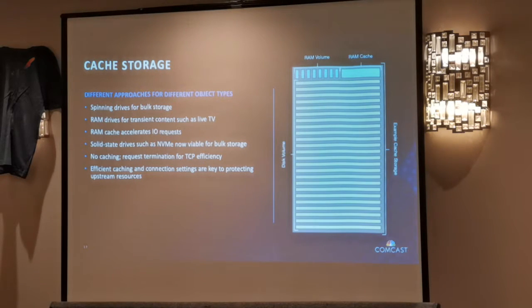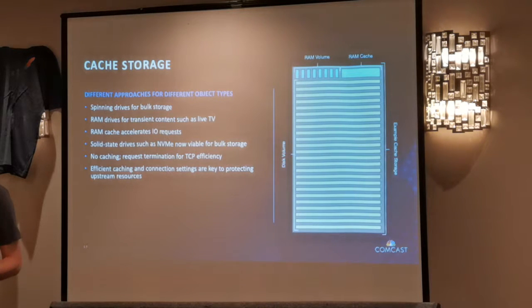Cache storage. This is a logical diagram of a mythical server that contains a bunch of large drives. That's the disk volumes that are kind of stacked up. And then we've got RAM volumes that go horizontally across the top that are smaller. And then we've got RAM cache. And so basically what I talked about with the myriad of different content types that we store, object types that we store, that will have a bearing as to where that gets stored, if it gets stored here or if it gets stored up here.